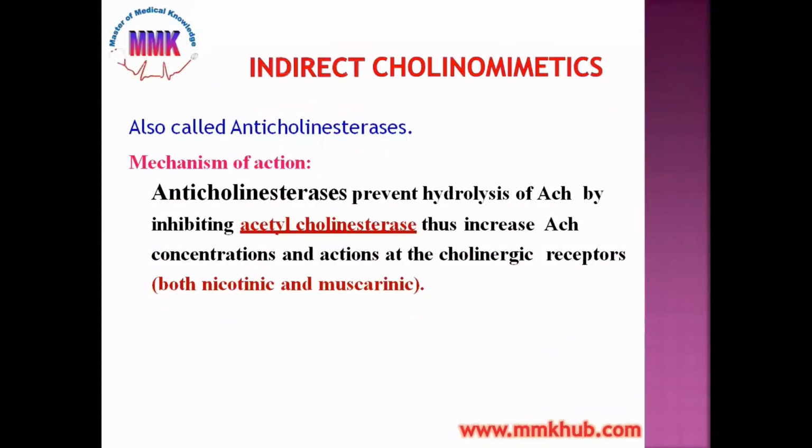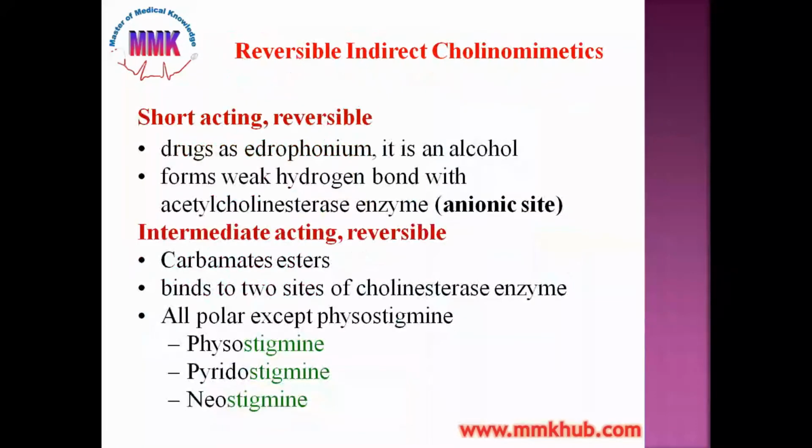Now we talk about the indirect cholinomimetics, which are also known as anticholinesterases. I've told you the mechanism of action before: they increase the amount of acetylcholine in the synapse, and they will also work on both nicotinic and muscarinic receptors. So first we're going to talk about the reversible ones, which have therapeutic action.